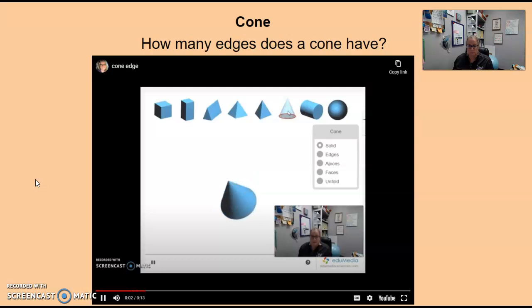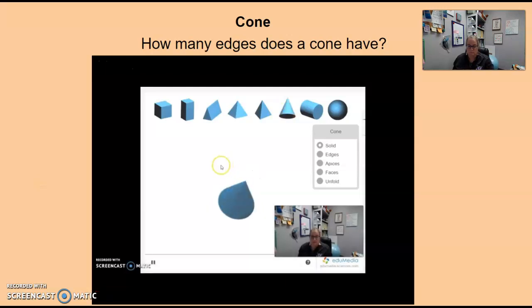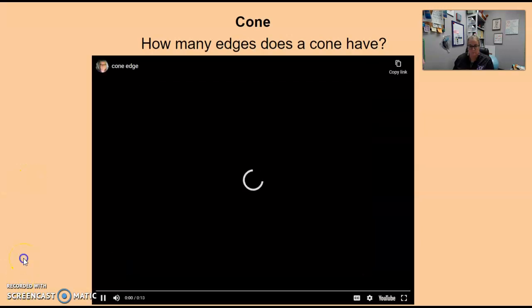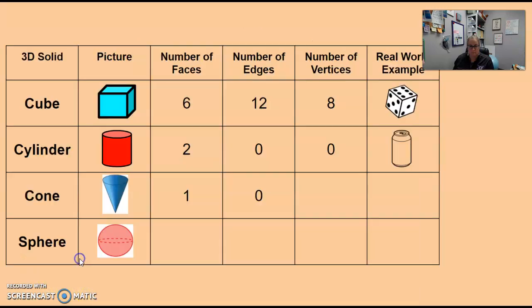Now let's look at the edges of a cone. So remember, the edge is where two faces come together. Well, we only have one face for a cone, so that means that a cone does not have any edges. So if we want to fill in our edges, we know that a cone has one face and it has 0 edges.